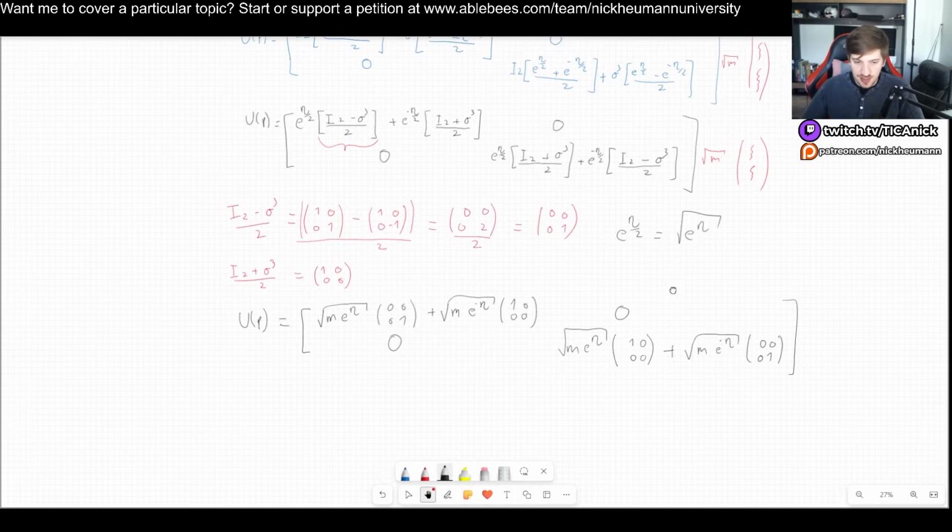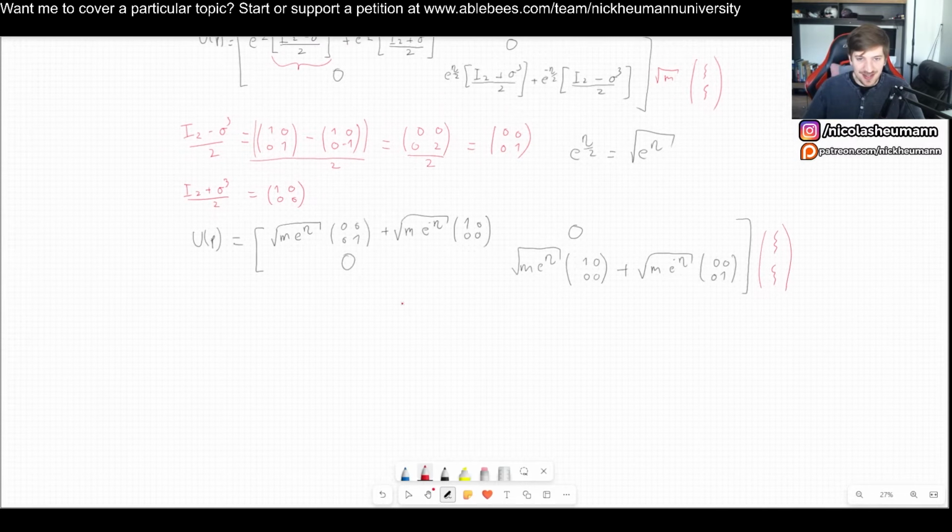Okay, and of course, let's not forget about our little chi here, which, again, I never really knew how to draw, so I'm sorry. Okay, now, let's take a closer look at square root of m e to the eta.